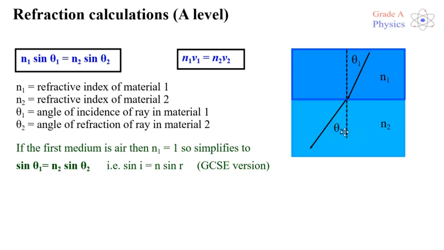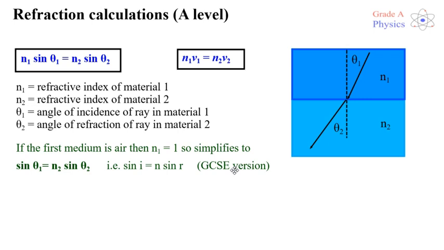At GCSE, we always assume that one of those materials is air. And the reason why is the value of refractive index of air is 1. So that would simplify, and we just get rid of N1 entirely. So we end up with sine theta 1 equals N2 sine theta 2, which is basically the GCSE version of Snell's law, because we've always got one of the materials with a refractive index of 1.